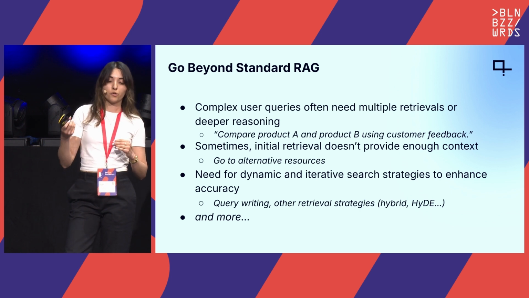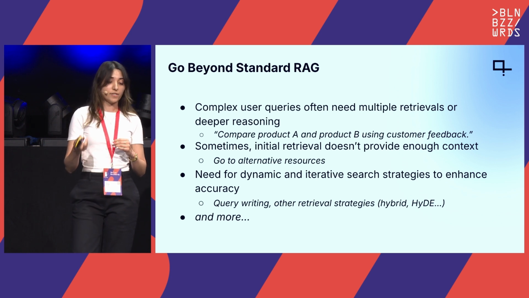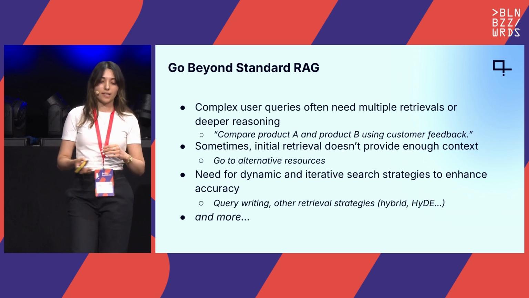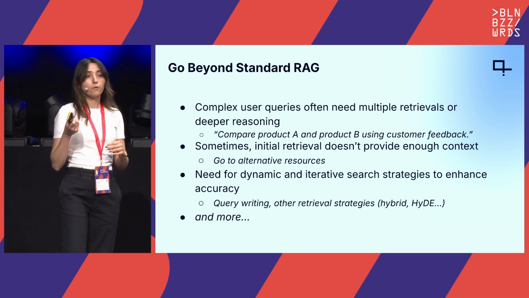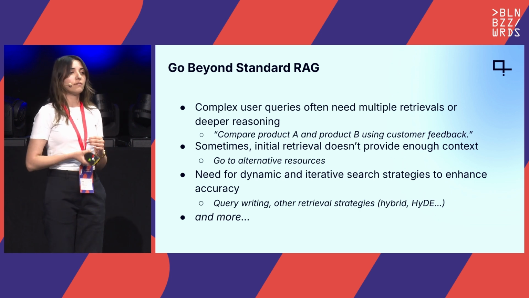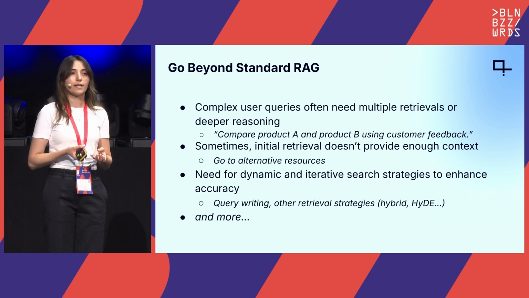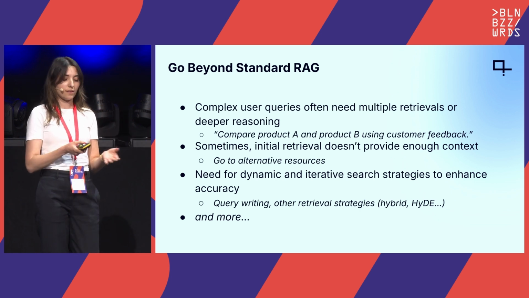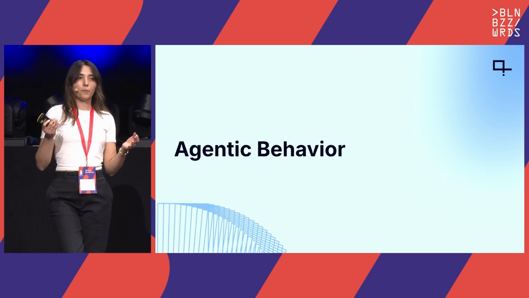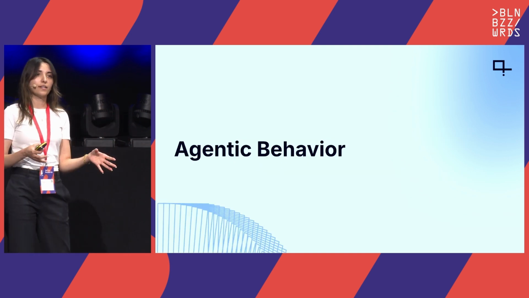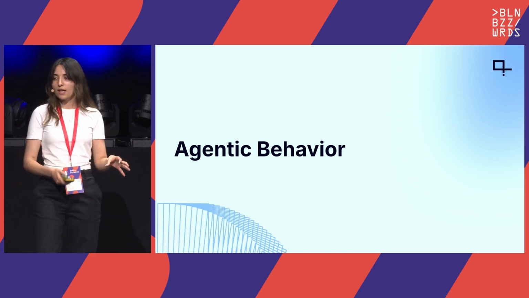And sometimes I need dynamic and iterative search strategies to enhance accuracy, such as query writing or other retrieval strategies, such as hybrid, HyDE. And of course, if you have worked with RAG before, probably you can add some items to that list. And this is when agentic behavior comes in handy, actually.